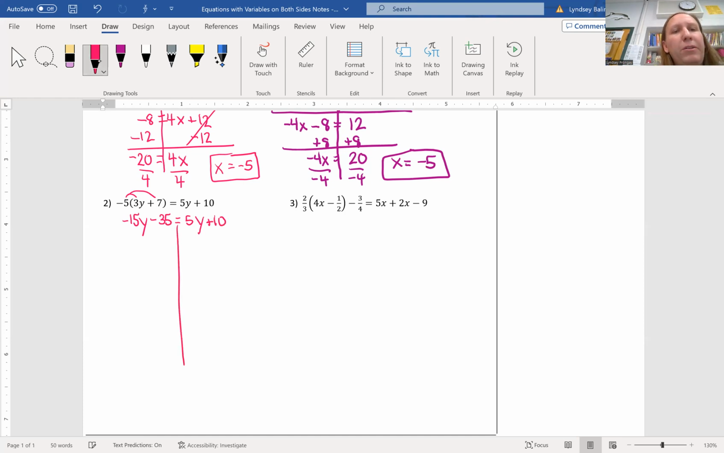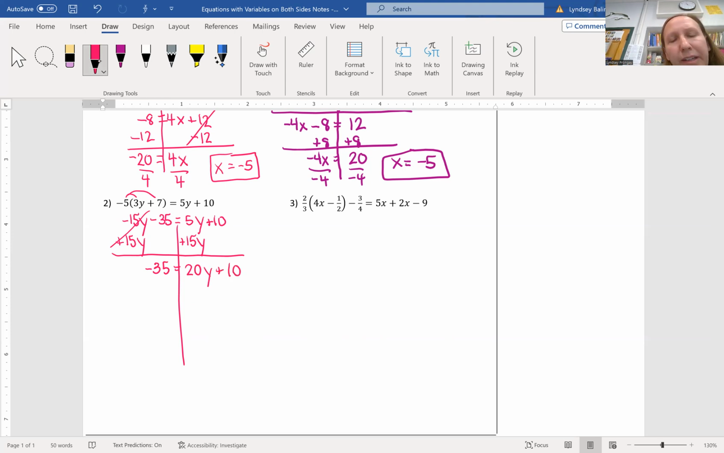And now it kind of looks like the one above. I'm going to get my y's to the same side. I'm looking at this and saying I would like to take those negative 15y's on the left and move them over to the right. And when it's a negative term, I'm going to add those 15y's because negative 15y plus 15y is 0. And I'm going to add the 15y's over here. Notice I'm writing it under the y's I already have. It doesn't make sense to write it under the 10 because I can't put those together. Okay, I like to kind of line things up vertically. So I have negative 35 equals 20y plus 10.